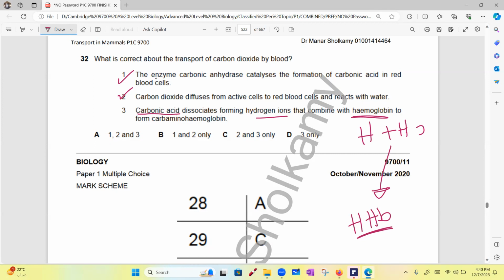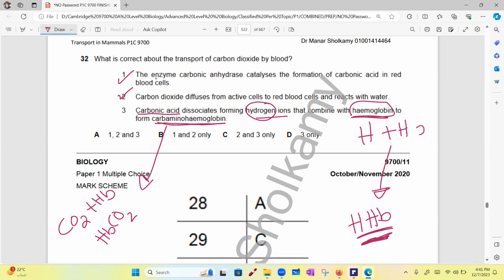Yes. Okay, so this is the wrong part. It's not carbaminohemoglobin. Carbaminohemoglobin is when the carbon dioxide reacts with hemoglobin. But when the hydrogen ions bind with the hemoglobin, it gives me hemoglobinic acid. So this is wrong. I hope you notice that they ask you about every single detail. So what's the answer, 32? B. Yes, correct. Good girl.